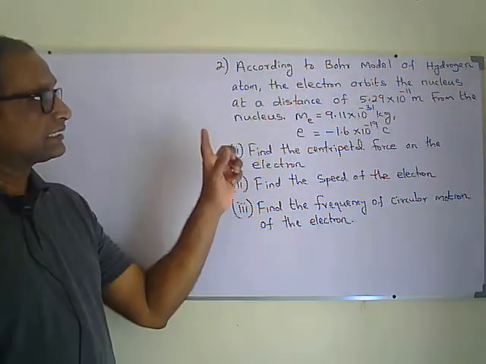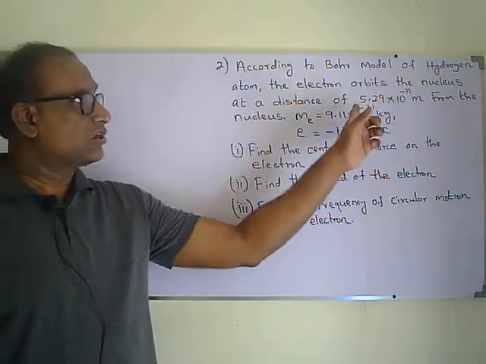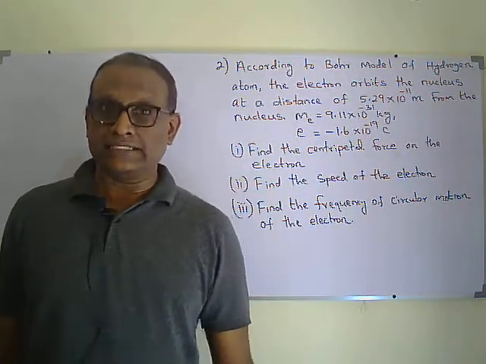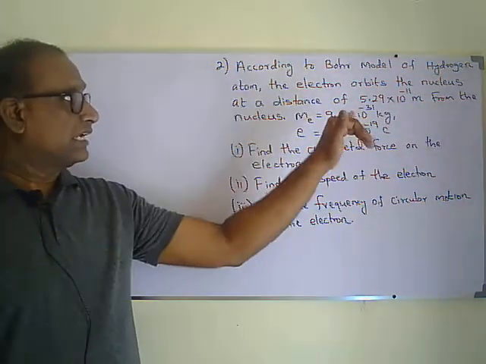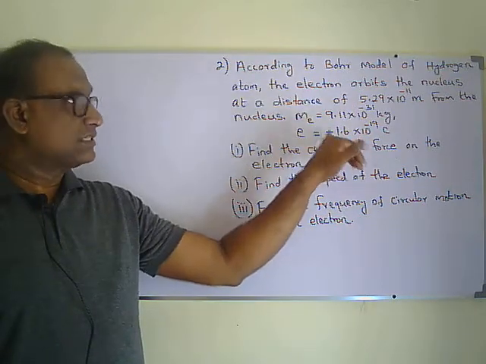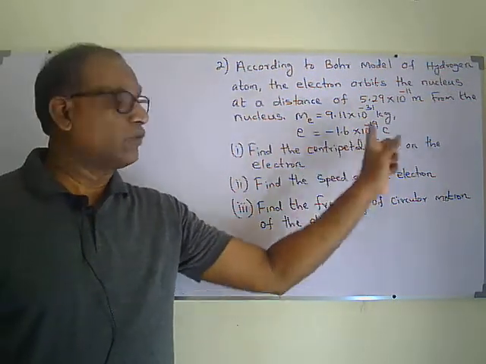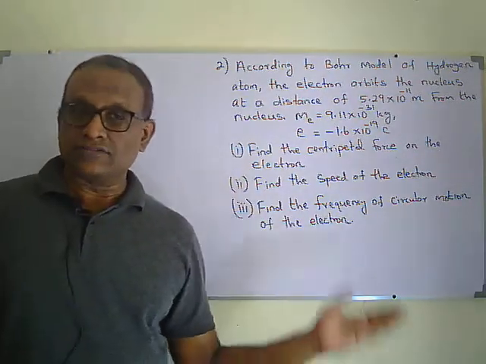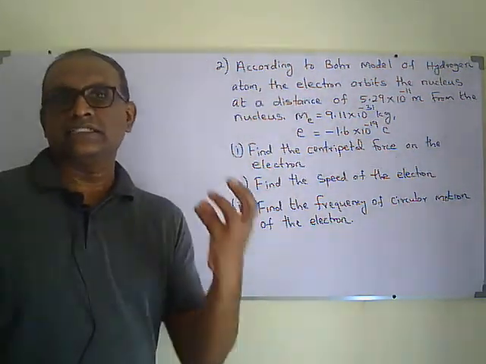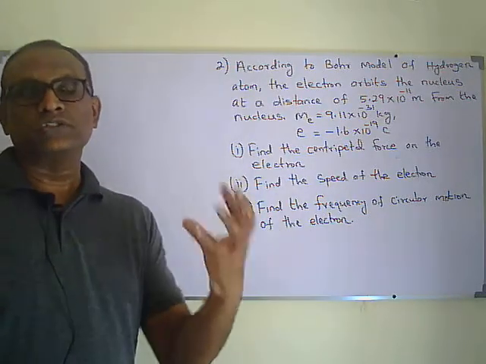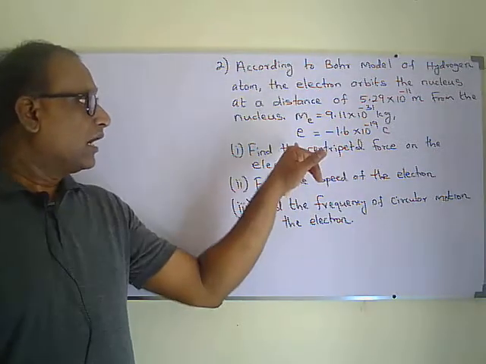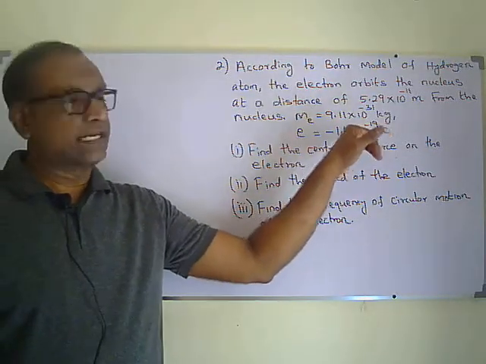So here they are saying the electron is orbiting the nucleus at a distance of 5.29 × 10^-11 meters. And the mass of the electron is given, the charge of the electron is given. The charge of the electron is negative 1.6 × 10^-19, which means the charge of the nucleus will be positive. Normally hydrogen is a neutral atom, so the nucleus consists of protons. So its charge is positive 1.6 × 10^-19 coulomb.